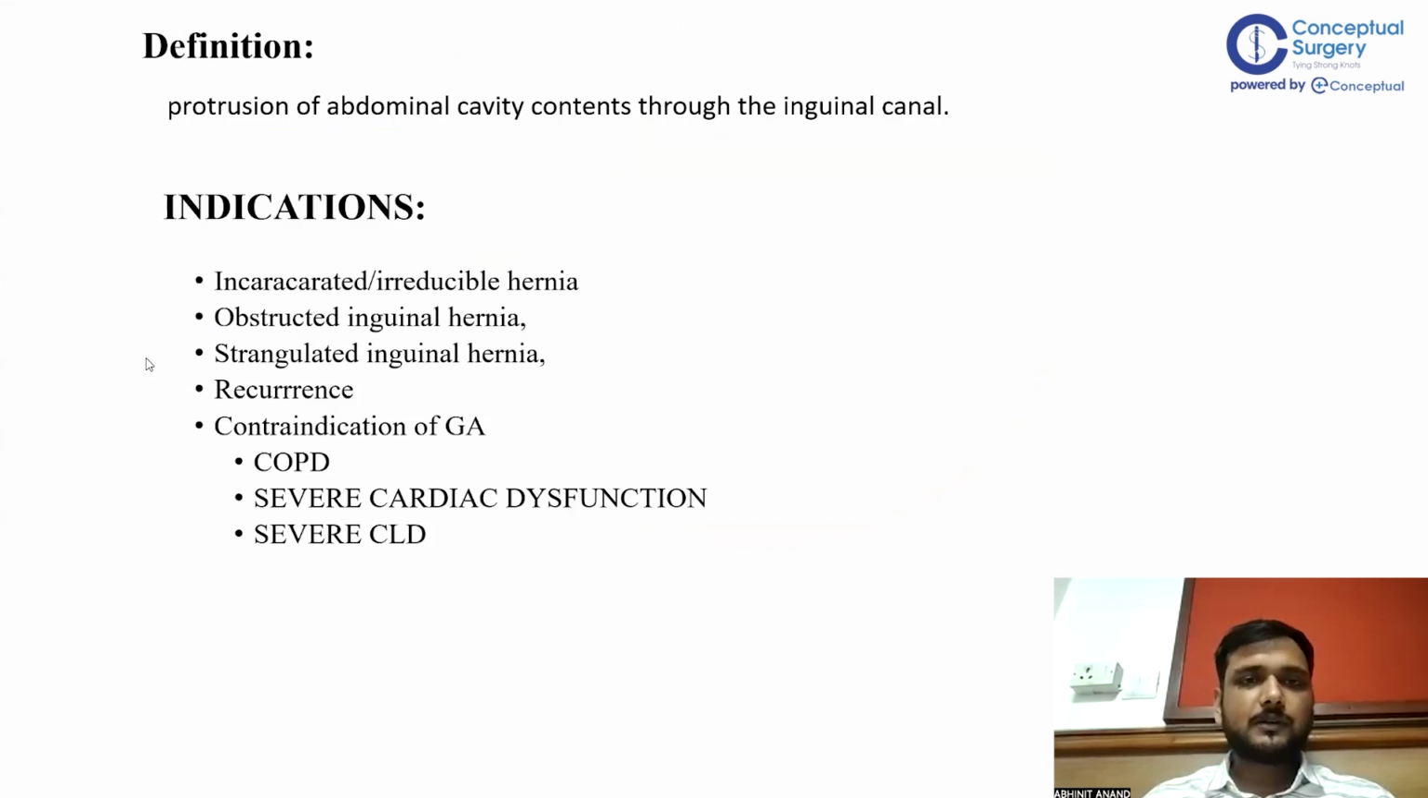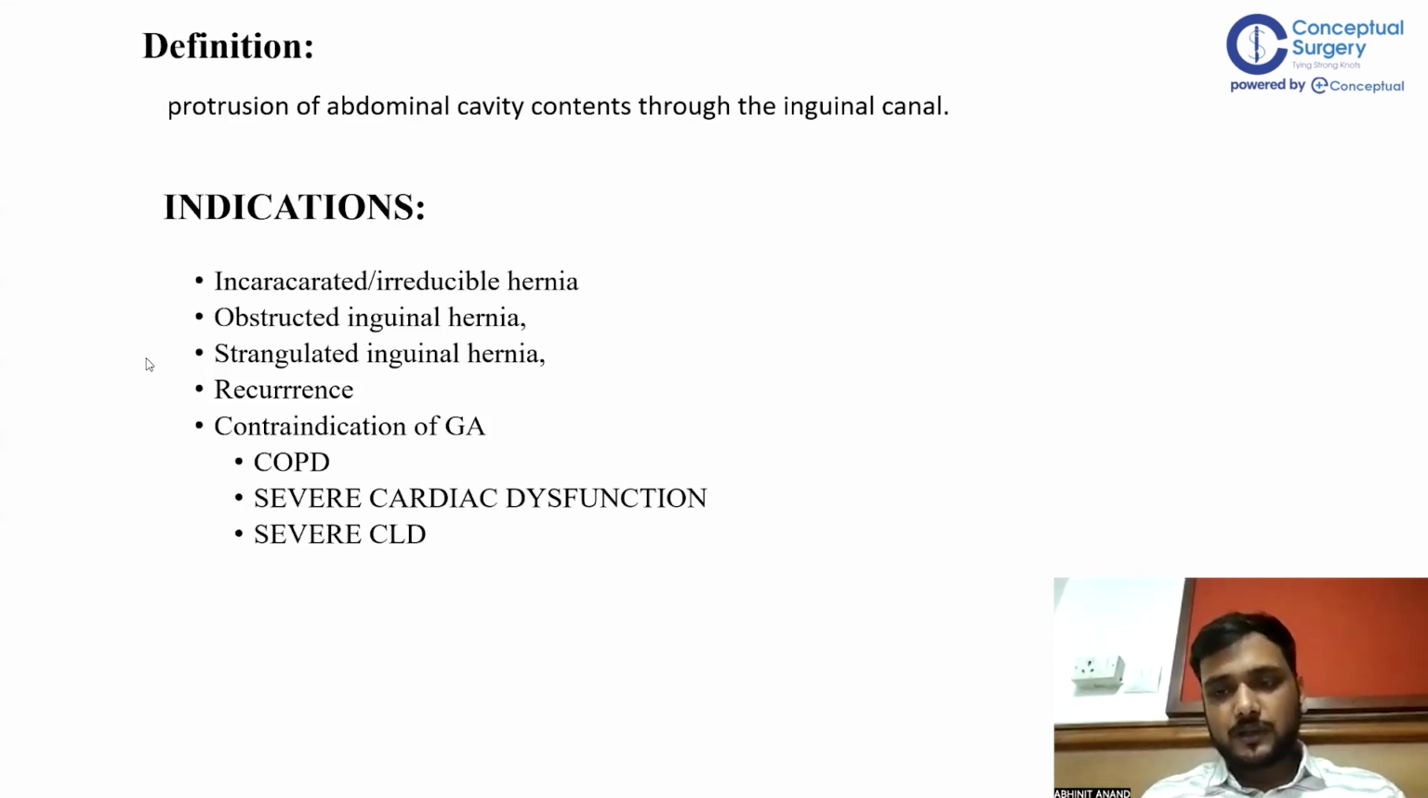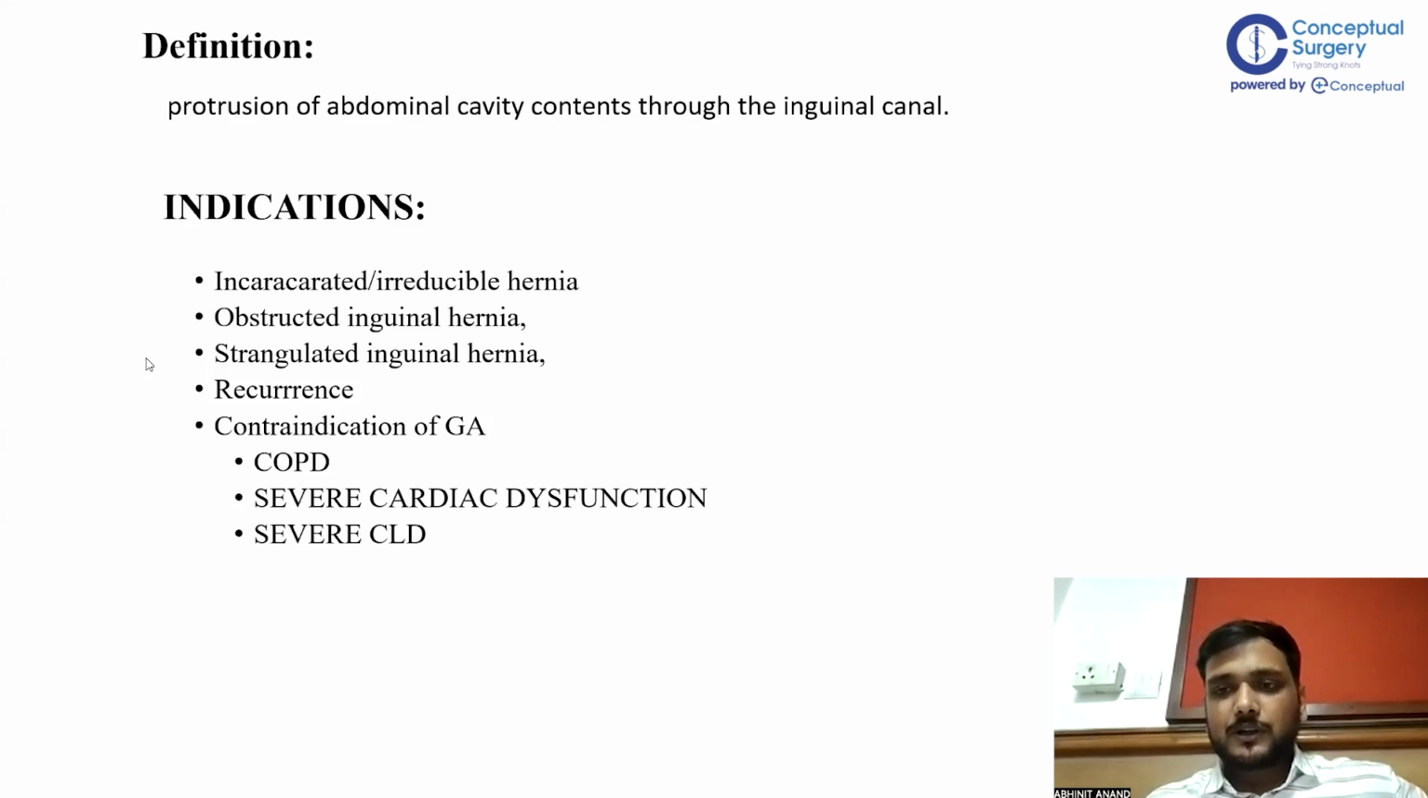The definition of inguinal hernia is protrusion of abdominal cavity contents through the inguinal canal. What are the indications of open inguinal hernia repair? The first is incarcerated or irreducible hernia. Second is obstructed inguinal hernia. Third is strangulated inguinal hernia. And fourth is recurrence in a previously operated laparoscopic or open hernia repair.